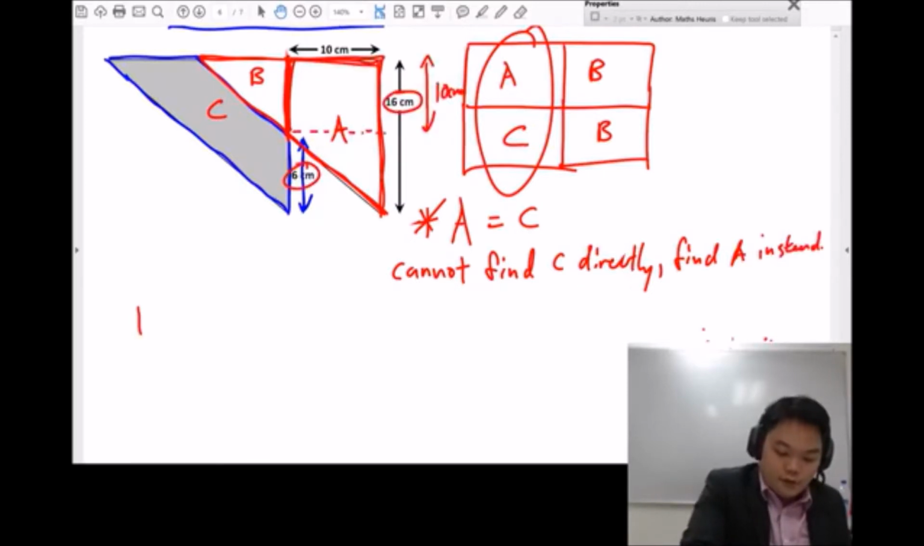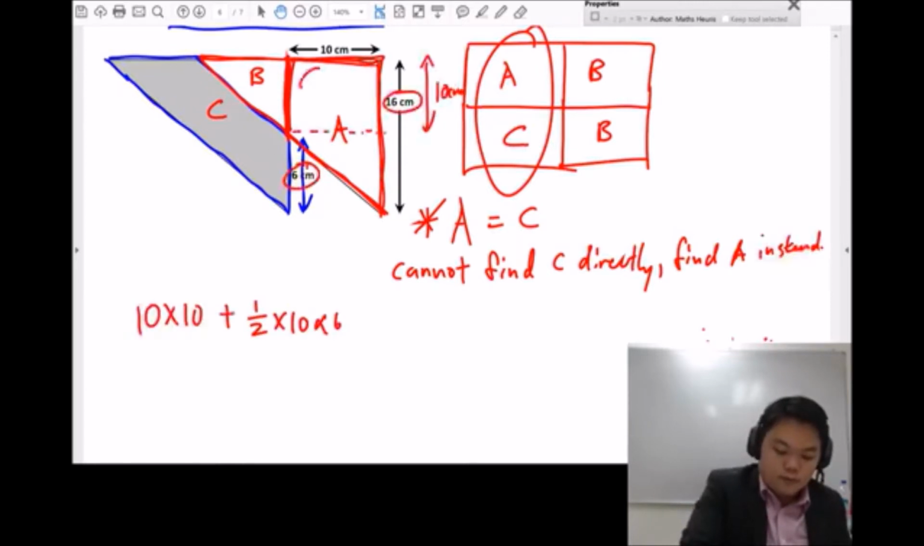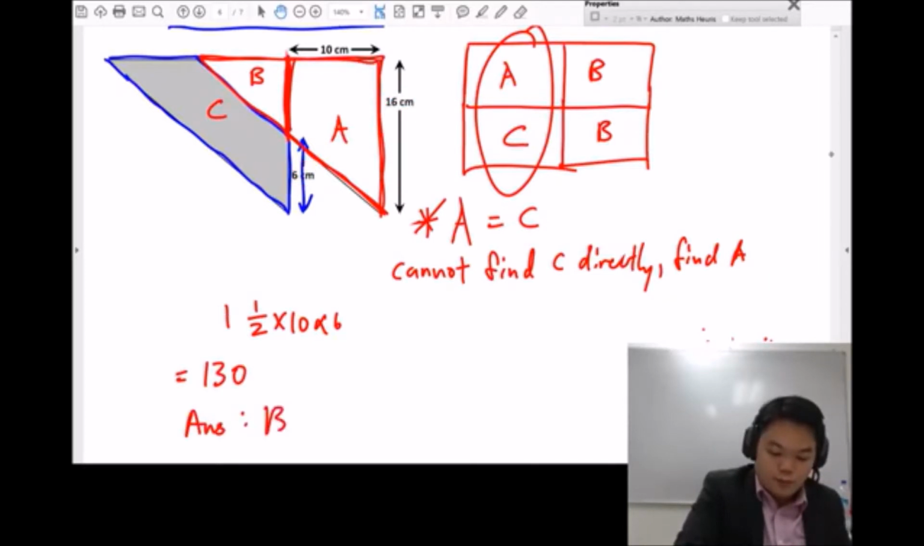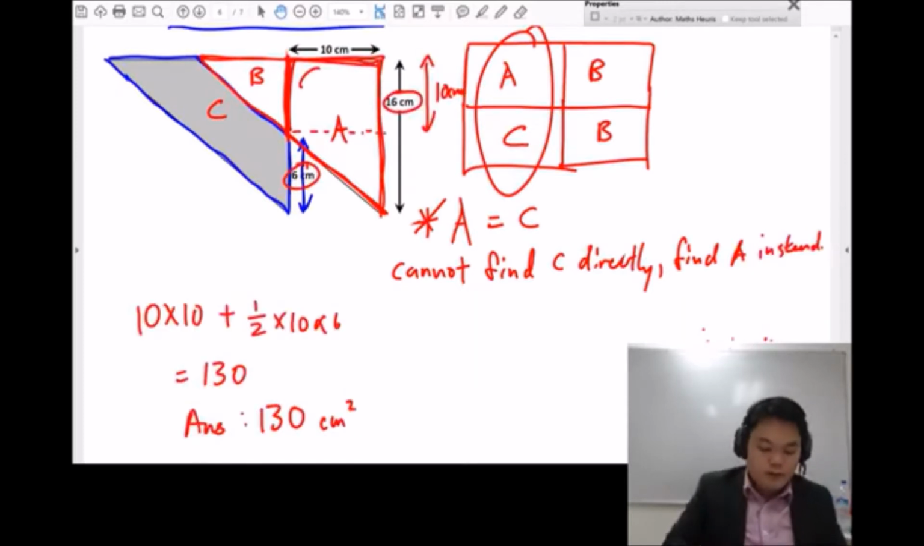So the area of this part will be 10 times 10. The top part will be 10 times 10. And the bottom part will be half times base 10 times perpendicular height 6. Now this will give you 130. The answer here must be 130 cm squared. Alright.